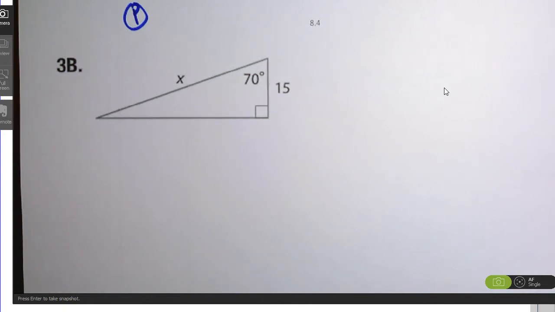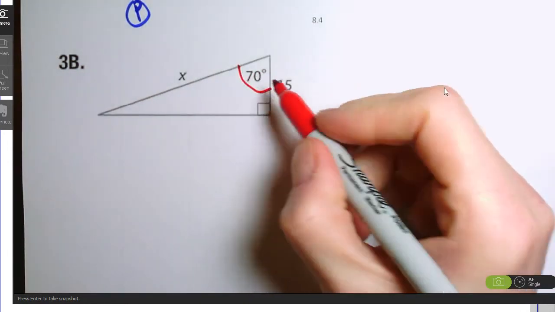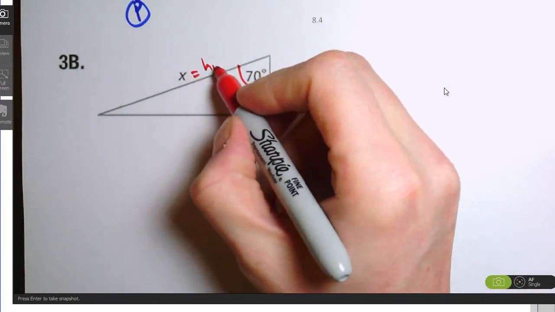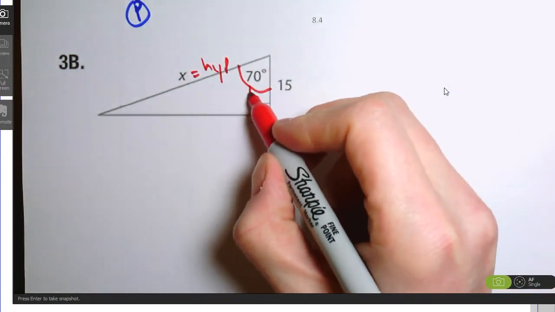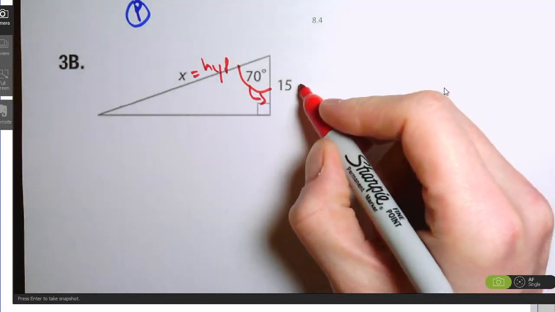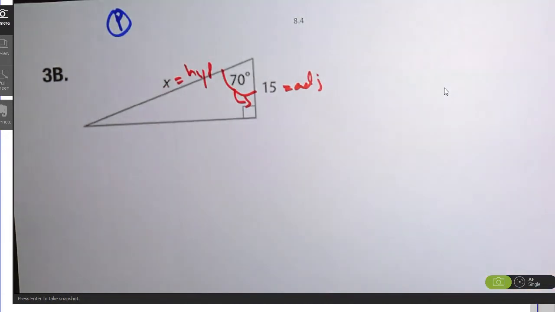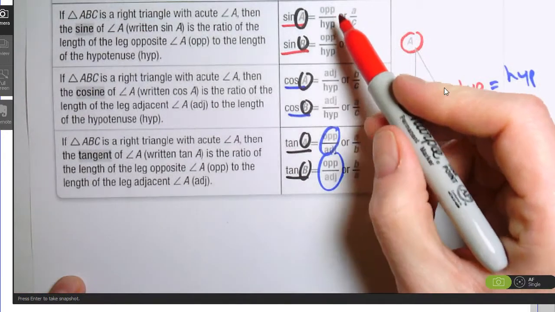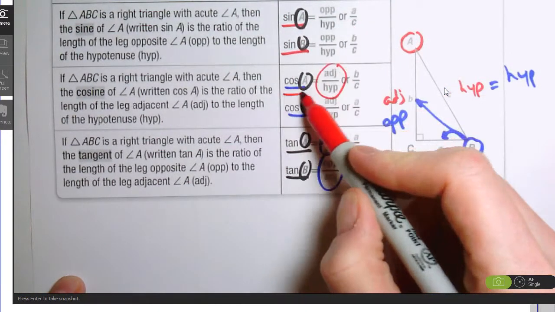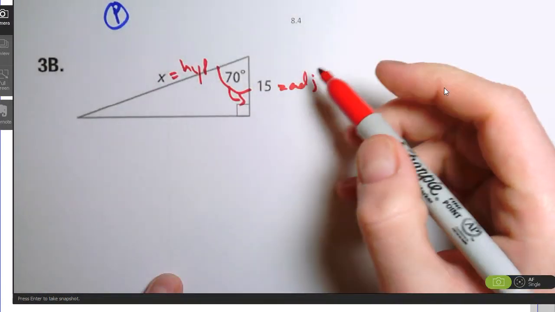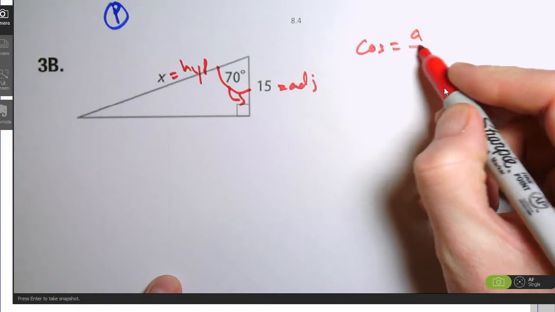Okay, so we're back. Looking at this, I'll change color because the marker's getting a little dry. Here's the angle I have, 70 degrees. x is the hypotenuse. 15 is the adjacent side because this is the opposite. So I say to myself, okay, which trig function uses hypotenuse and adjacent? Well, if I go back to that sheet, which one uses hypotenuse and adjacent? That's not opposite and hypotenuse. Adjacent and hypotenuse, that's cosine. So in order to solve for this side length here, I'm going to have to use cosine, which is adjacent over hypotenuse.